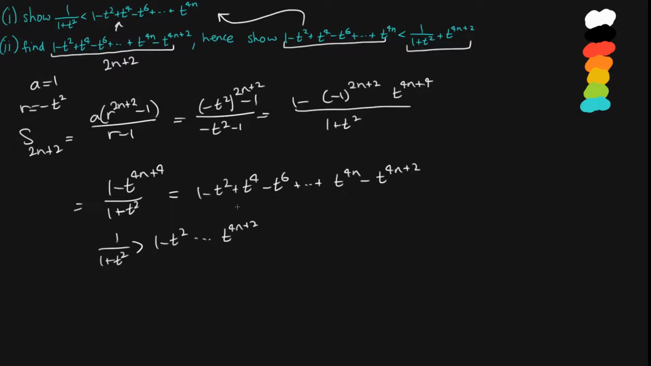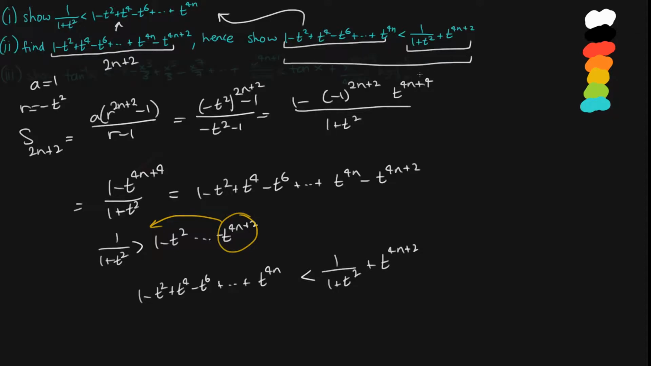And then we can just move this over to the other side, and we will have... remember the inequality sign is pointing from this to that, so it'll be going the other way, just of how we wrote it. So we'll have that, which is what we wanted to show.